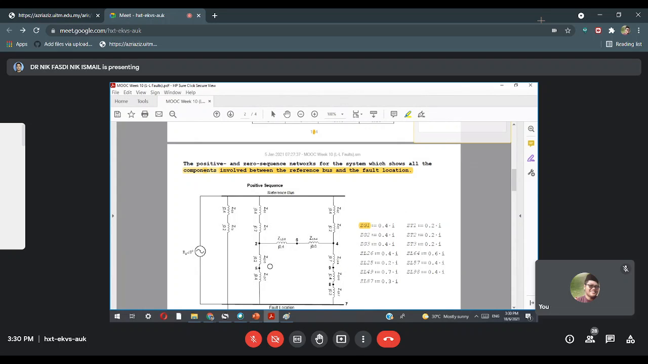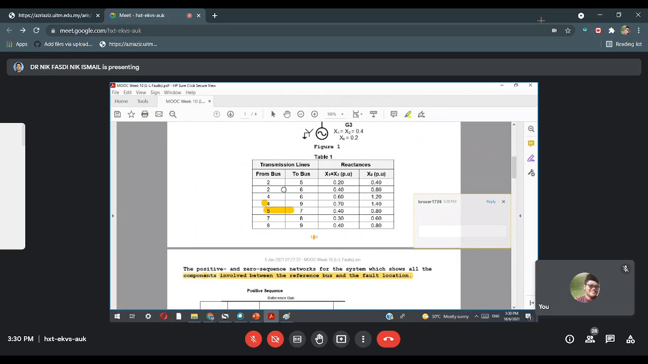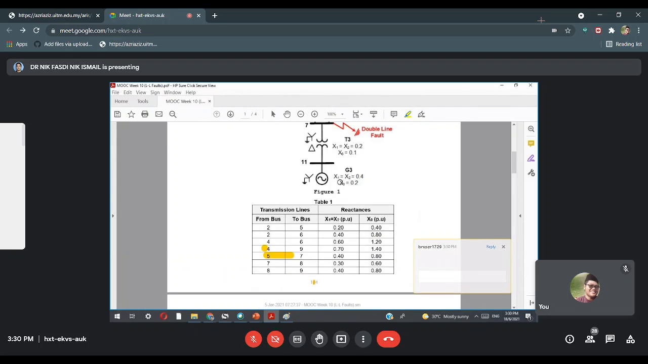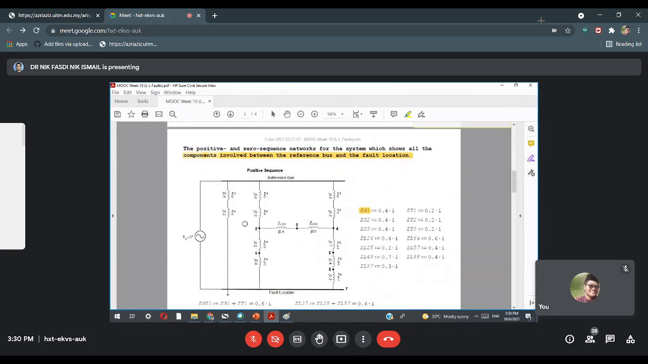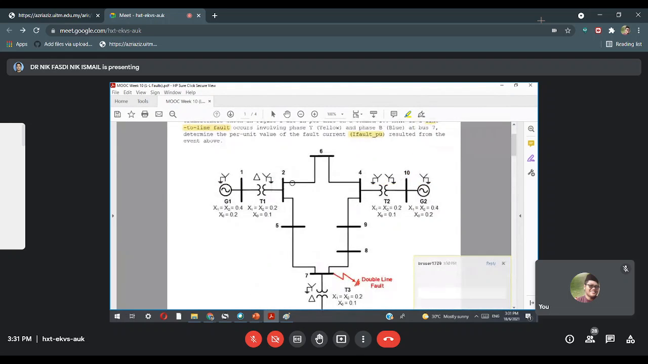And then there is line 2 to 5, 0.2. 2 to 5, 0.2 positive sequence. Why? Because here is 2 to 5. And then it connects, so it is connected with T1 and G1. It is connected. Okay. And then in between, there is a line between bus 2 and bus 4 that joins.